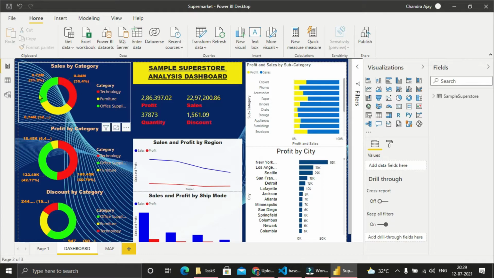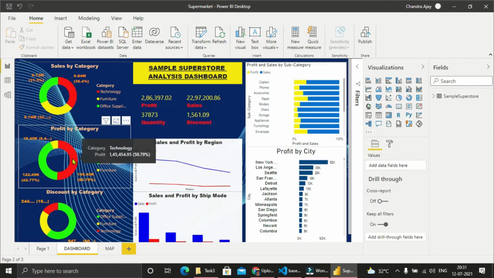From donut chart 1, we can analyze that the sales are almost the same, as we can see that technology has 36% of sales and furniture has 32%, as well as office supplies which has 31% of the sales. In this donut chart we can see the profit based on the categories. Here we can see that technology has the highest profit of around 50%, followed by office supplies which is around 42%, and furniture has the least profit of around 6.44%. So let's analyze why it is happening.